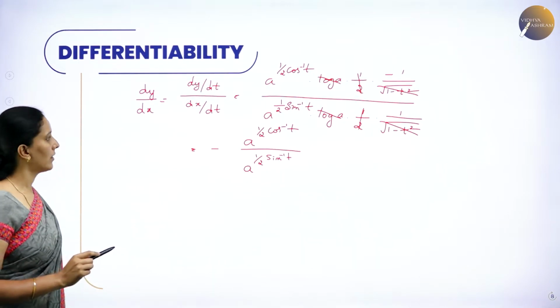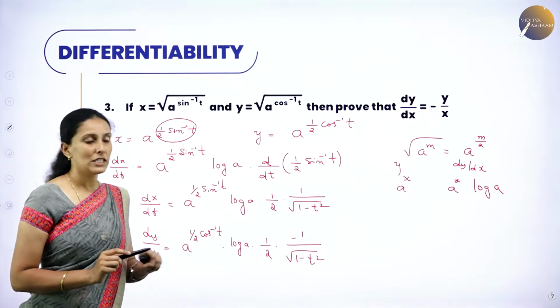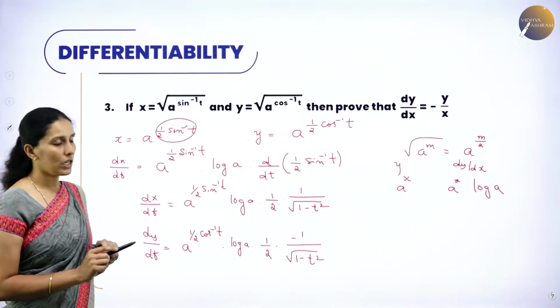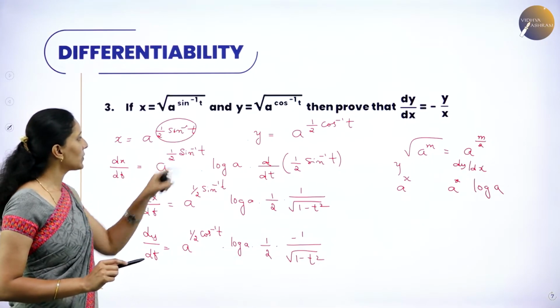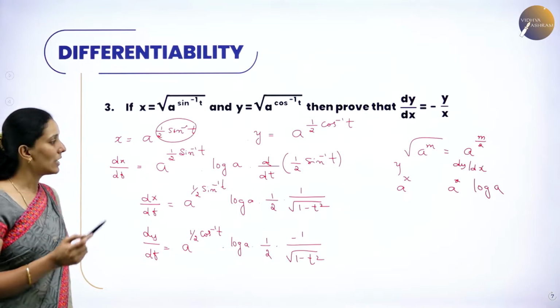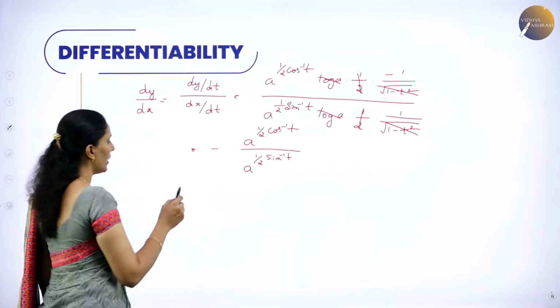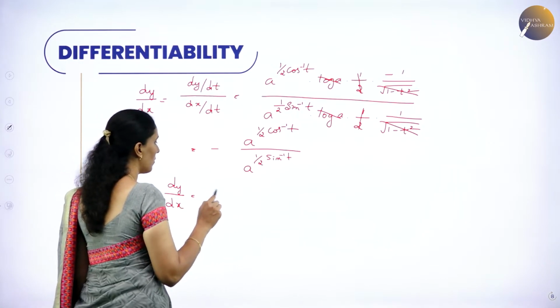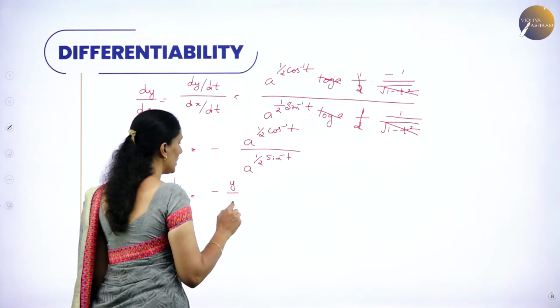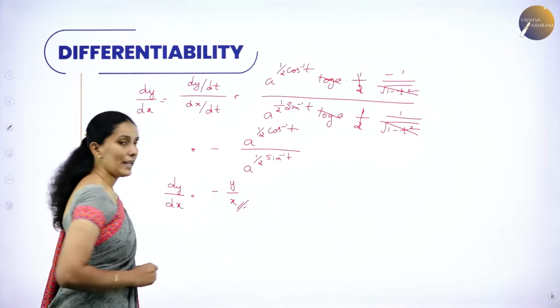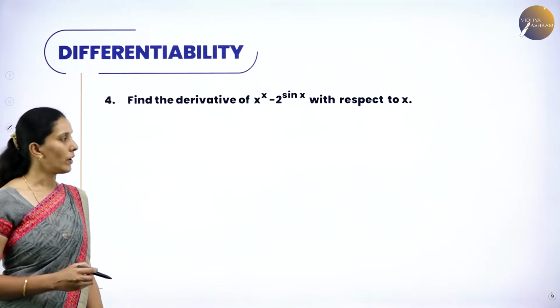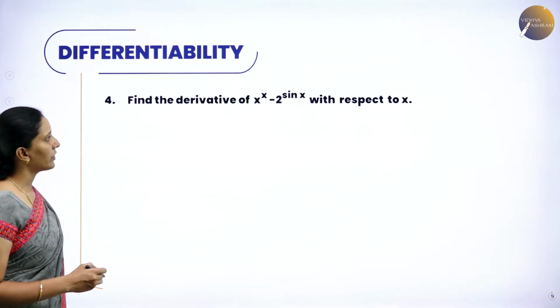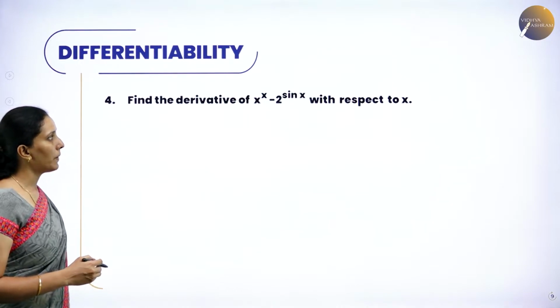So what is a^(1/2 cos inverse t)? We have taken it as y here. What is a^(1/2 sin inverse t)? It is x. So replace it there. So therefore dy/dx is equal to minus y divided by x. Hence we prove.